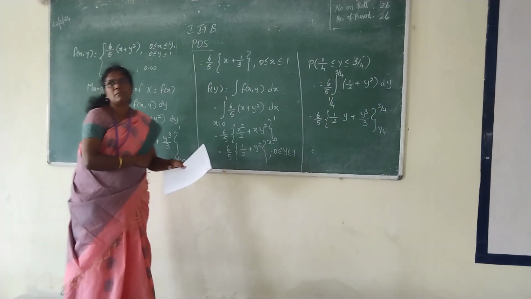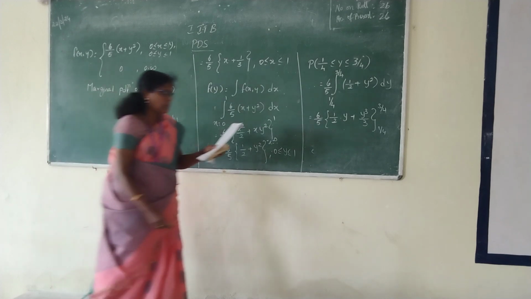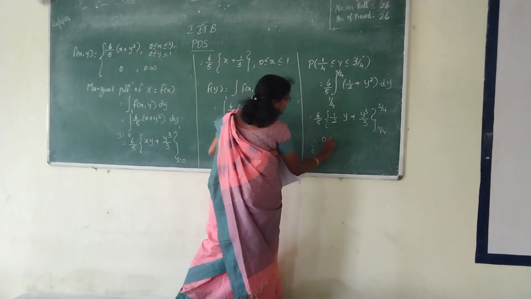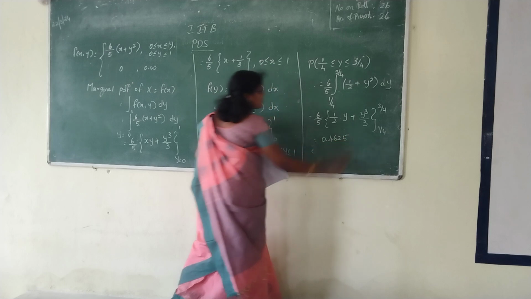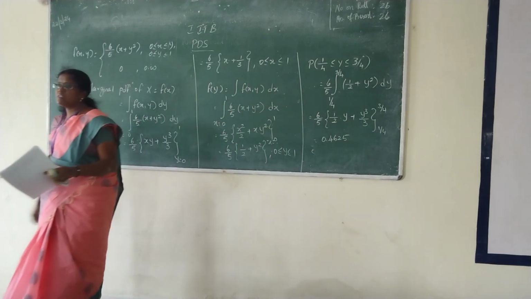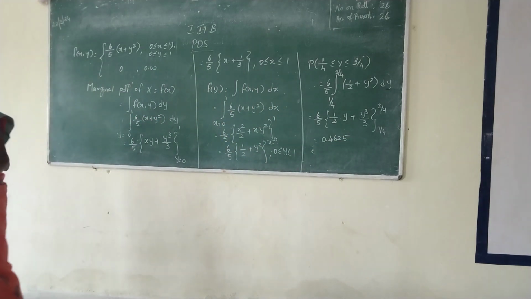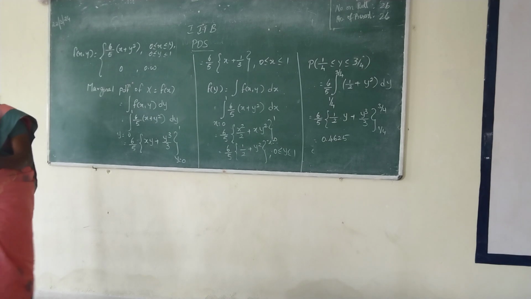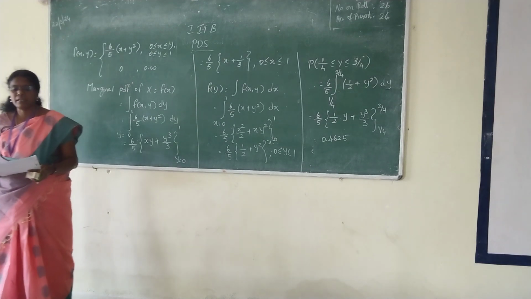So your answer will be, note down the answer. The limit substitution I am leaving to you. Once you substitute the limit values and simplify, your answer will be 0.4625. In fraction, it is 37 by 80.